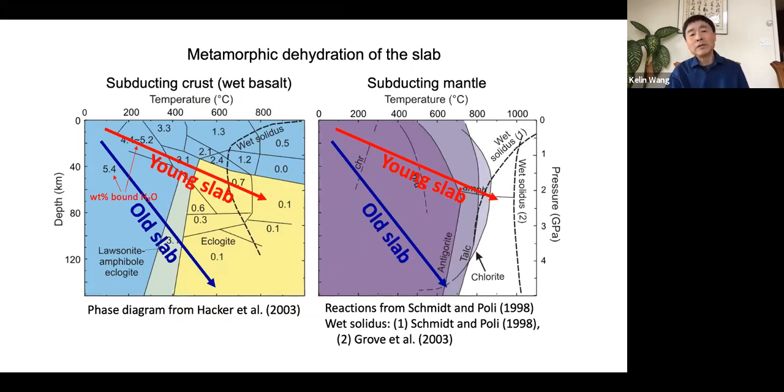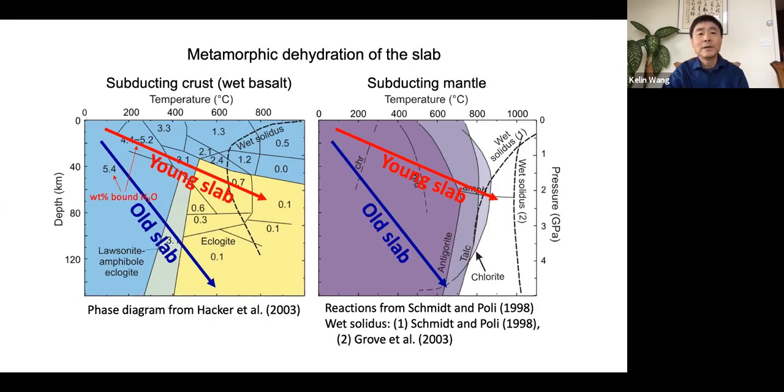As we know, most of the fluid from the slab comes up when the subducting crust changes from metabasalt to eclogite, basically from this blue to yellow area. That transformation occurs at a pretty shallow depth for a young slab, but a much deeper depth for an old slab. That causes a lot of difference. Dehydration also occurs in the subducting mantle, but its importance is not that obvious until much greater depths.